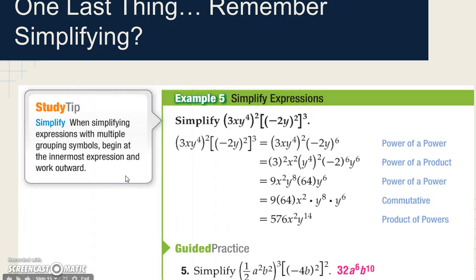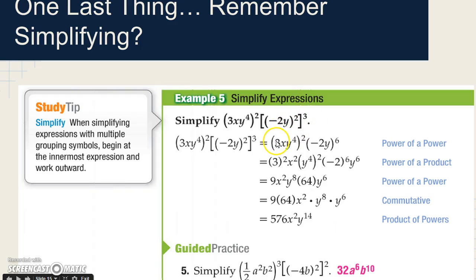One last thing. Remember, simplifying. Well, we're going to have to do that again. Remember, we talked about simplifying is getting it down to where we have no more like terms, okay? This means something similar in the fact that we're going to take this big ugly beast, okay, the quantity 3xy to the fourth squared times the quantity negative 2y squared cubed.